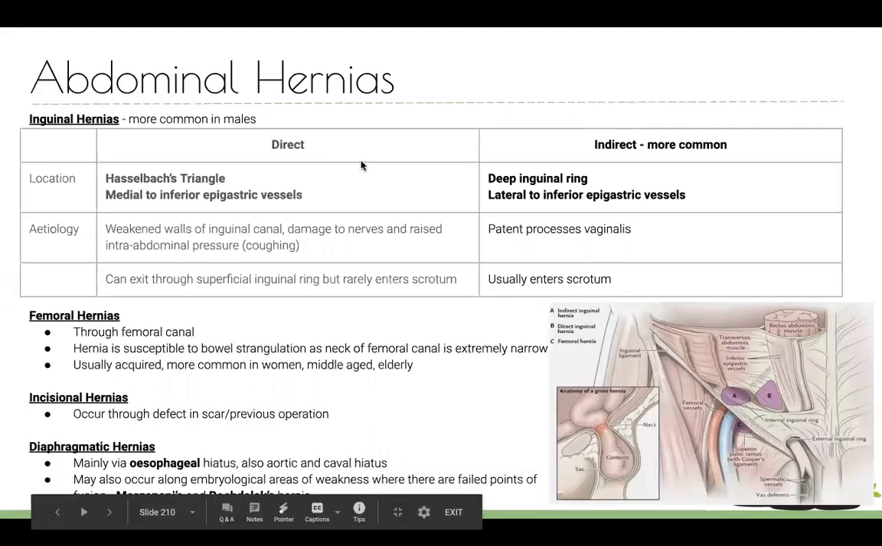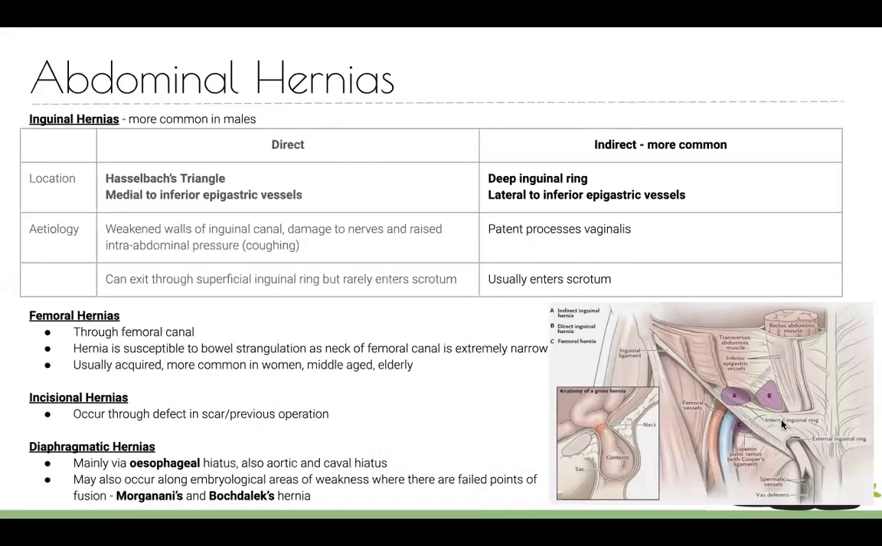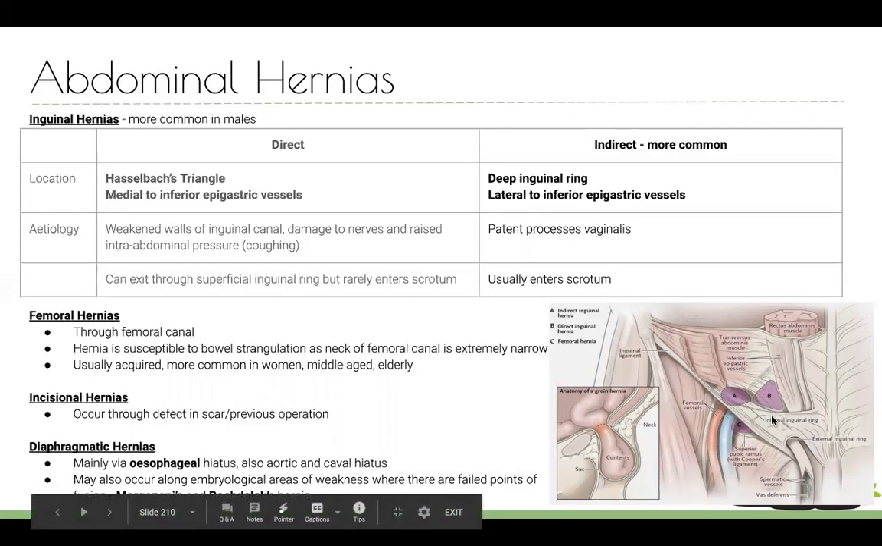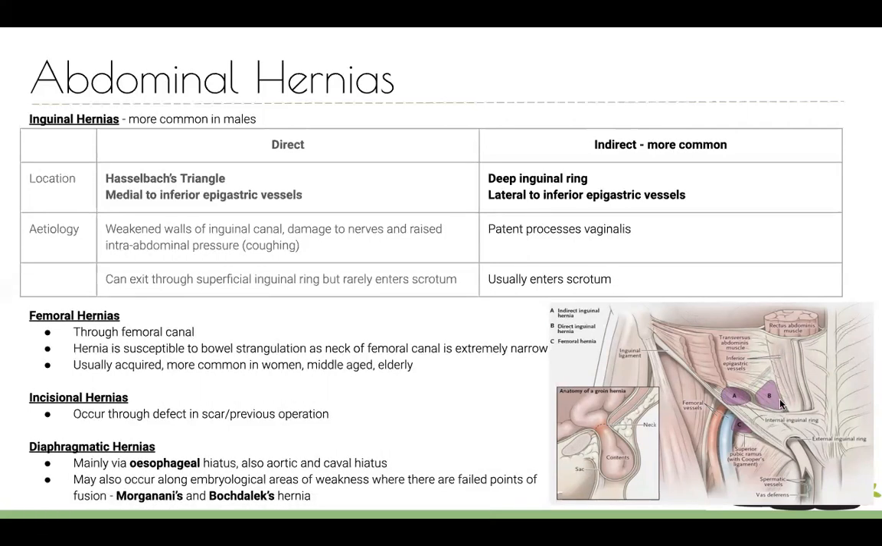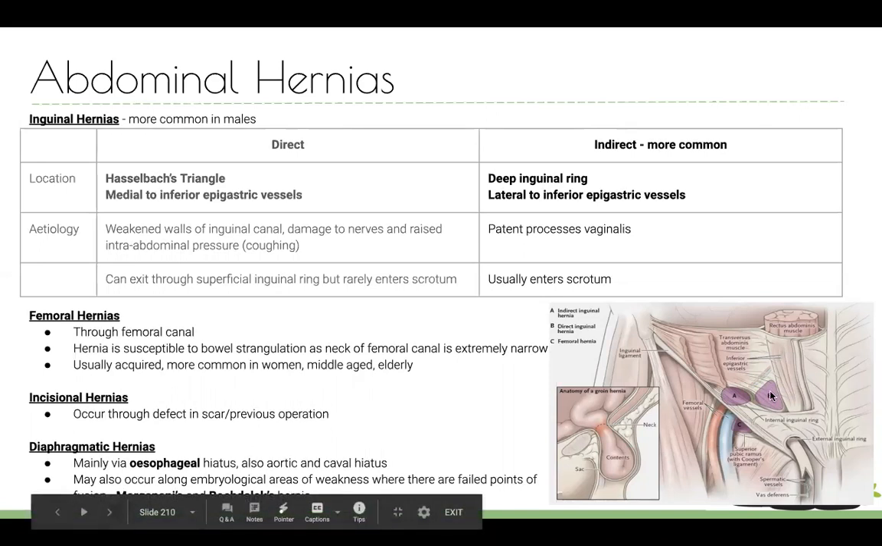For direct, these are through Hasselbalch's triangle. So Hasselbalch's triangle, like I mentioned before, is a pretty thin piece of your anterior abdomen, and it's between your inferior epigastric vessels, your rectus abdominis, the lateral border, and your inguinal ligament. So I think the borders are quite important to know for anatomy. So these are medial to your inferior epigastric vessels, and that's when the hernia pops right out of the wall. So it just kind of pops through. And this can exit through the superficial inguinal ring, but it usually doesn't enter the scrotum because it's pretty direct there.